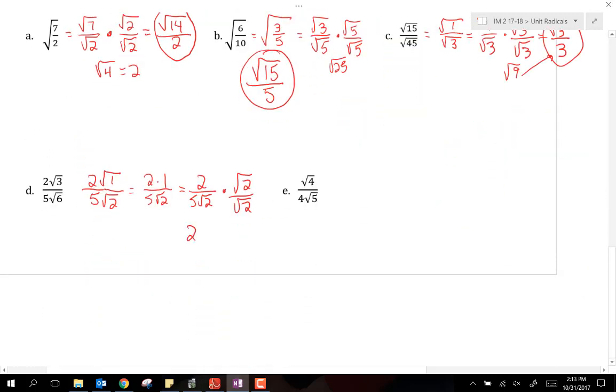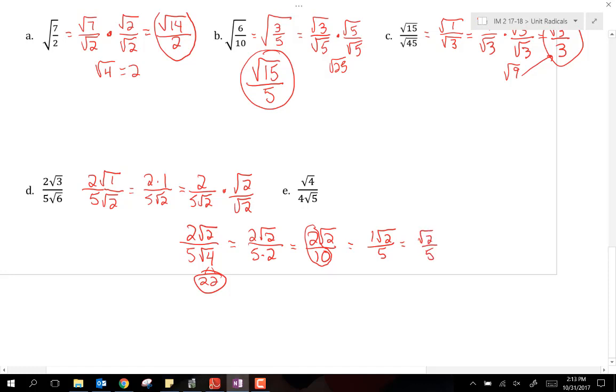So when we do that, in the numerator we get 2 root 2. In the denominator we get 5 root 4. We can't break down 2, we can break down 4 into 2 with no leftovers. So 5 times 2 is 10. Now we can still simplify the 2 over 10. So we divide them both by 2. We get 1 root 2 over 5, or just root 2 over 5.